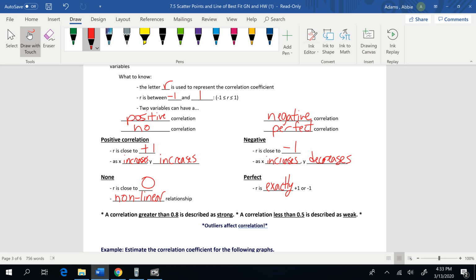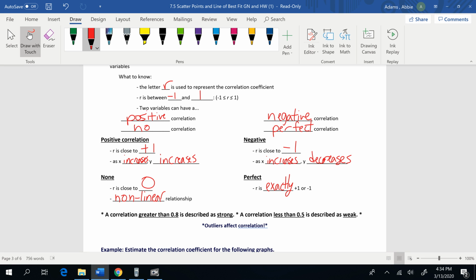Now, throughout this week, we're actually going to talk about how to calculate our R values, but just so we can look at this, a strong positive or negative correlation is something that is greater than 0.8 or less than -0.8. Okay? And a correlation less than 0.5 is described as weak. So anything that's in between 0.5 and 0 or -0.5 and 0, those are going to be weak relationships, okay?